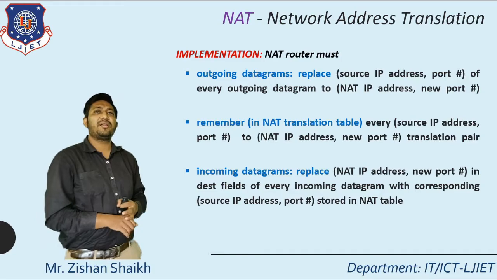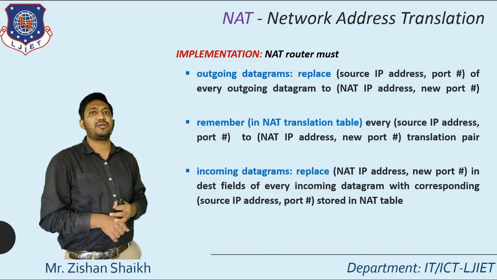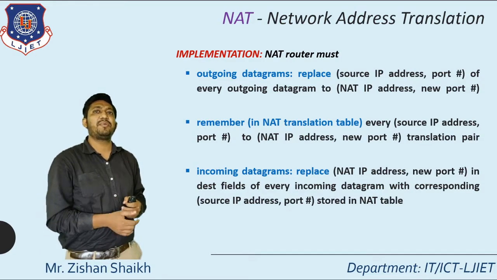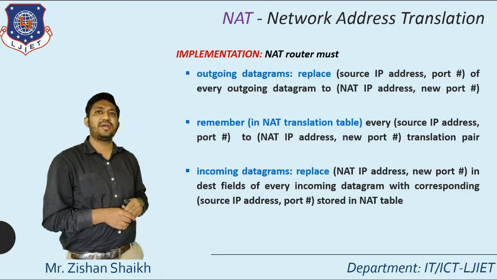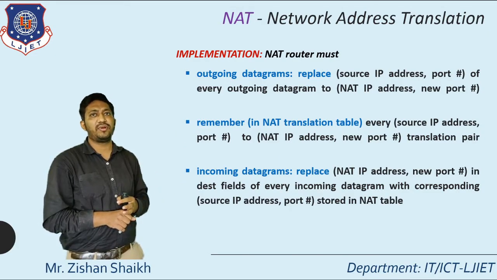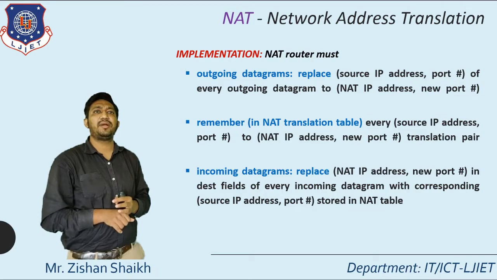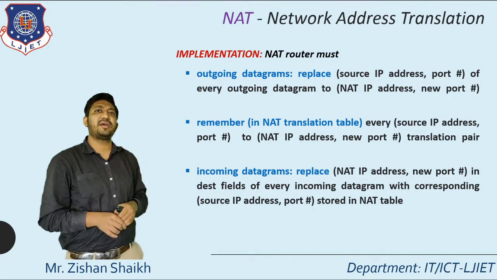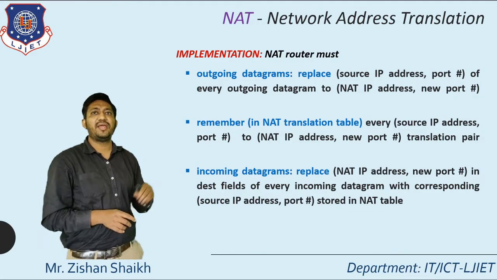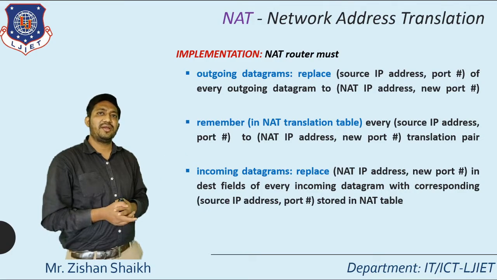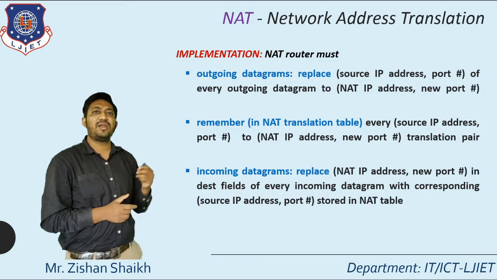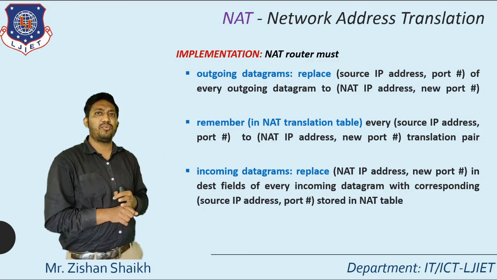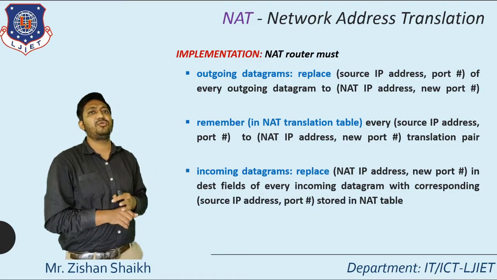Now we are moving to the implementation part. A NAT router must implement the following three things. First is the outgoing datagram, which contains the source IP address and port number; this is implemented for every outgoing datagram using NAT. Next is remembrance. NAT must remember its network translation table, mapping every source IP address and port number to a NAT IP address and new port number.